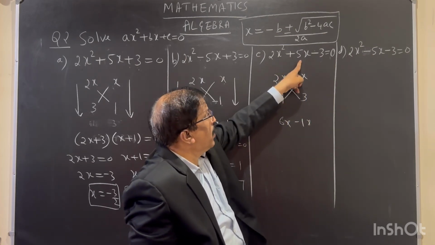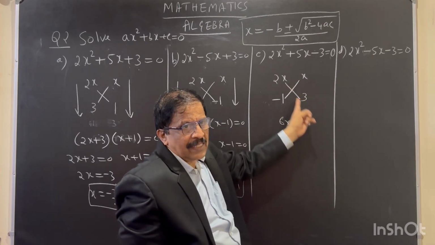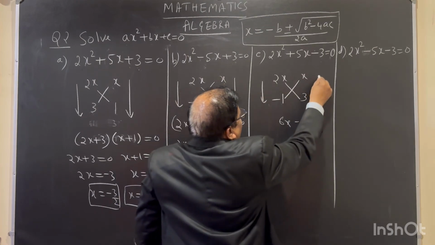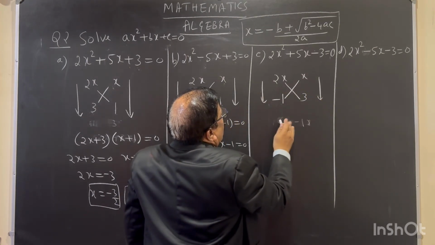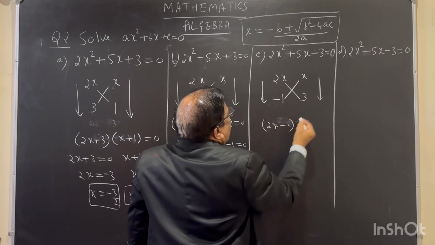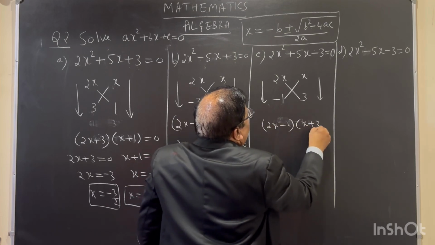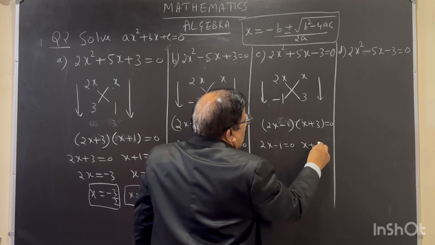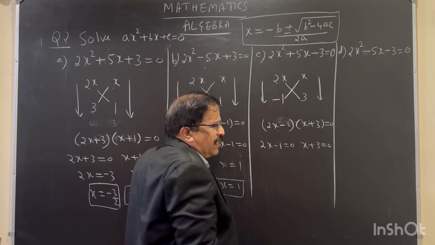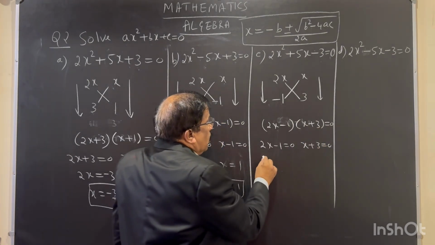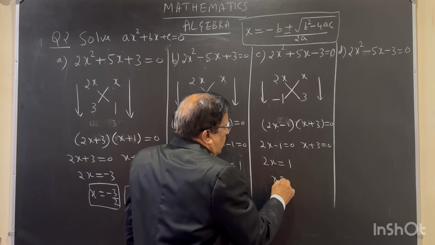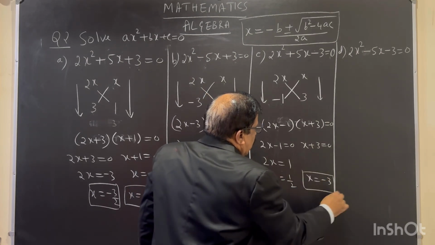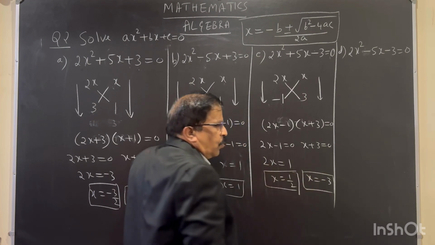But I want to get plus 5x. So the larger product, this is 6x, is plus, and this smaller product is minus. So while writing, I write like this. What do I get? Here (2x minus 1) into (x plus 3) is equal to 0. Here 2x minus 1 is equal to 0, x plus 3 is equal to 0, because a into b is 0 means a is equal to 0 or b is equal to 0. So 2x is equal to 1, so x is equal to half, or x is equal to minus 3. So these are the two answers.